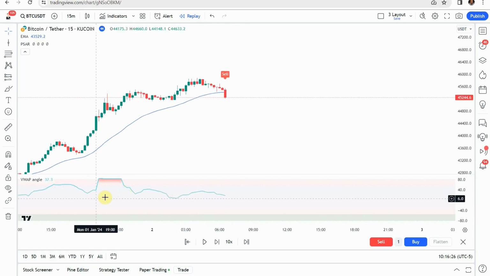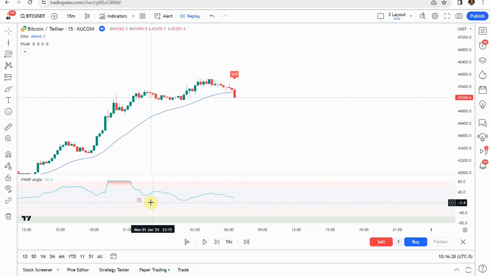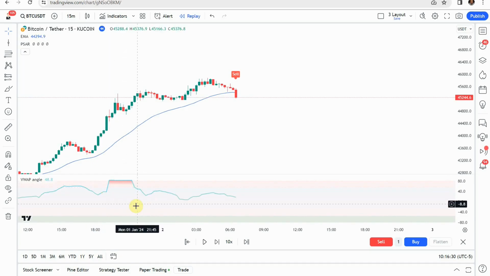So what we're looking for is the VWAP Angle Indicator to go into the overbought or oversold area. That's that 55 and negative 55 area that we marked out there. Now, if it goes high enough or low enough into that area, it'll give you a background coloration like this right here. It's a red background coloration. If it goes low enough, it'll give you a green background coloration, but it's not necessary for that.